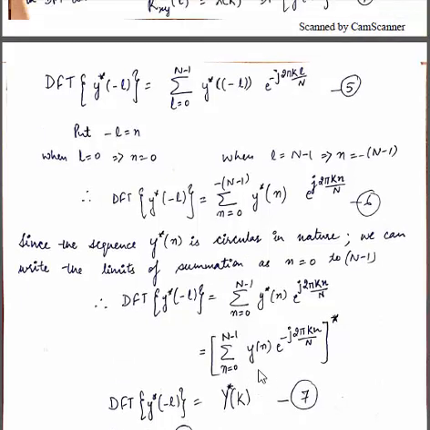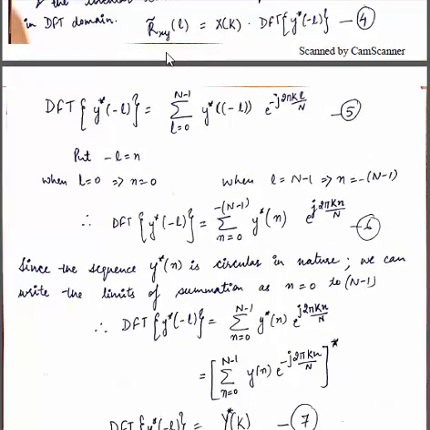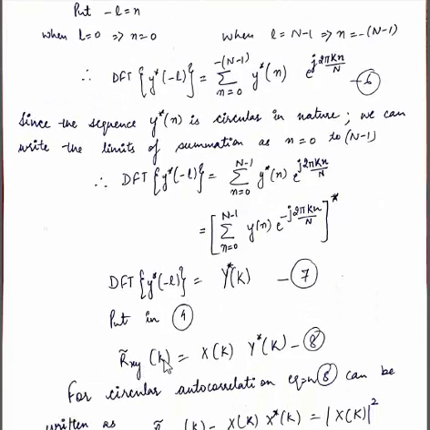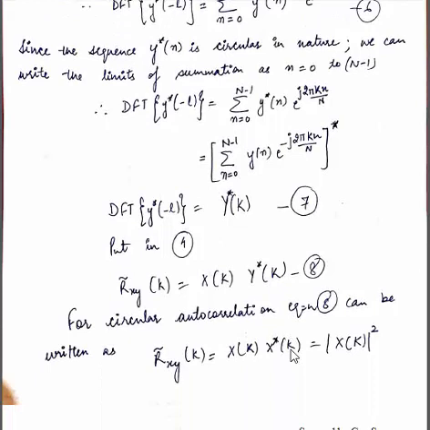Now put this value in equation number 4. That means the circular correlation is equal to x of k into y conjugate of k. That is equation number 8. Now for circular autocorrelation, equation 8 can be written as follows: suppose y of k is equal to x of k. That means the circular correlation is equal to x of k into x conjugate of k, which is equal to mod of x of k whole square.